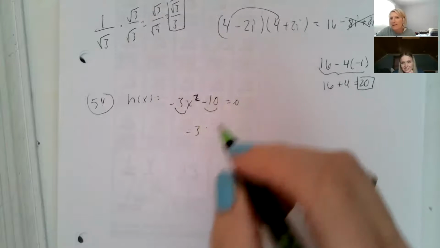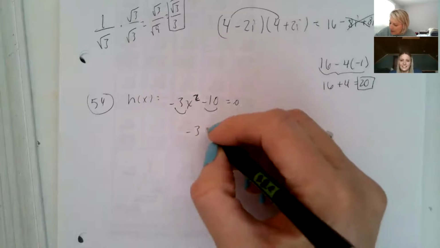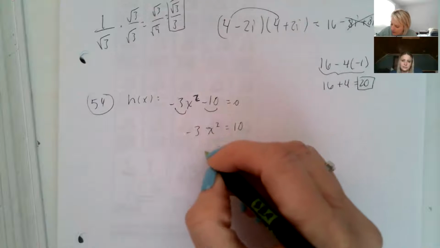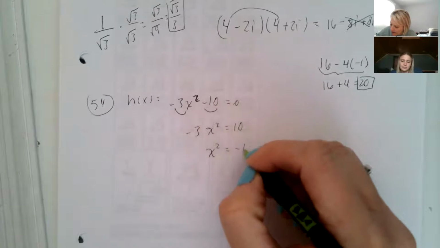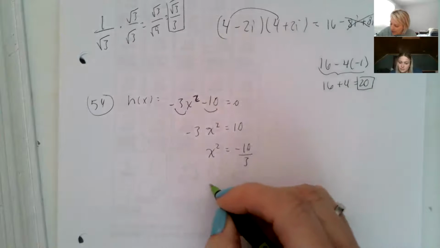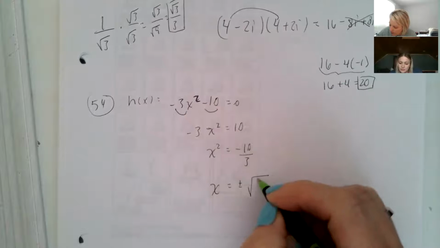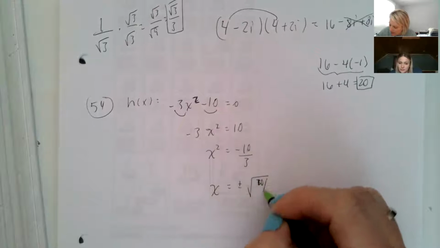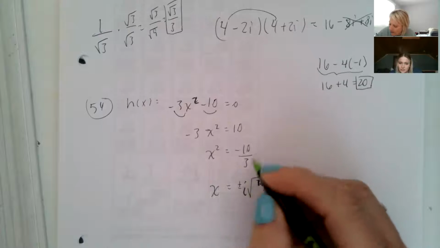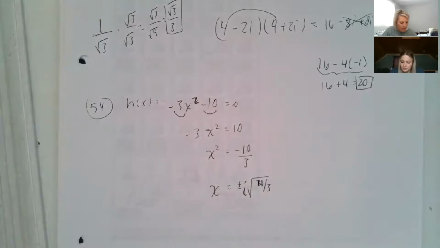I just realized I did it in my head and I just realized it is a complex number, but it's fine, it'll work out. So negative 3x squared equals 10. And then when we divide by the negative 3, we get x squared equals a negative 10 thirds, right? And then when we take the square root of that, we get x equals plus or minus the square root of 10 thirds. And then an i out front, because taking the square root of a negative makes you have the imaginary number.